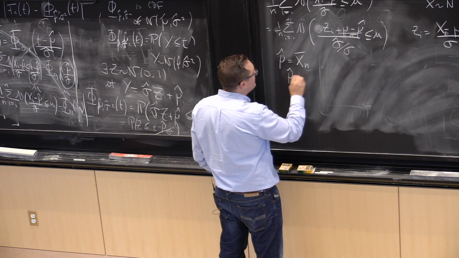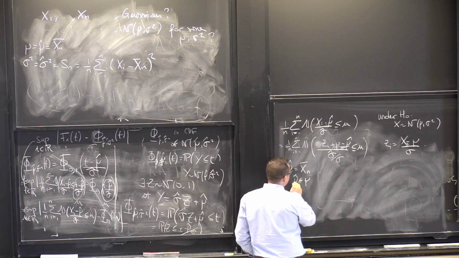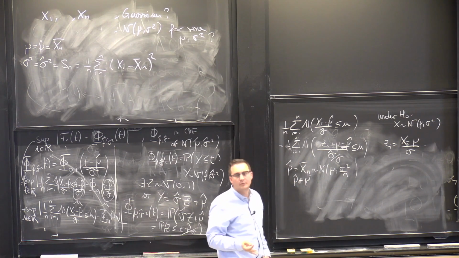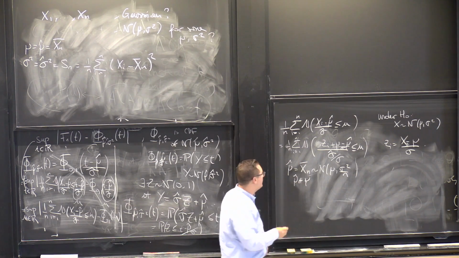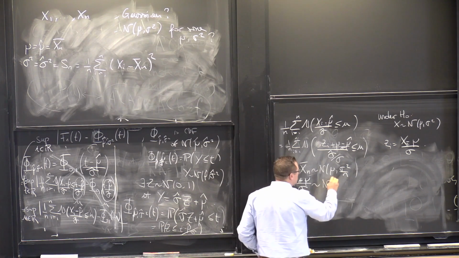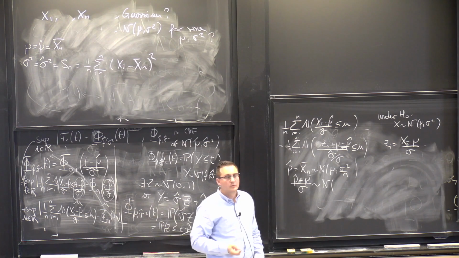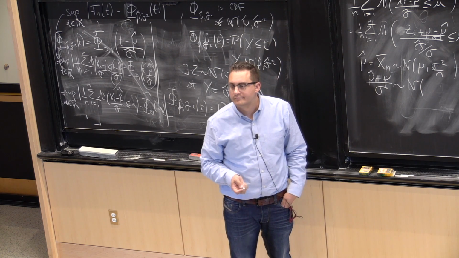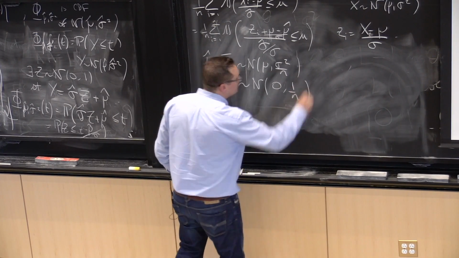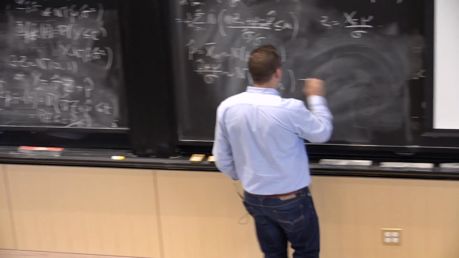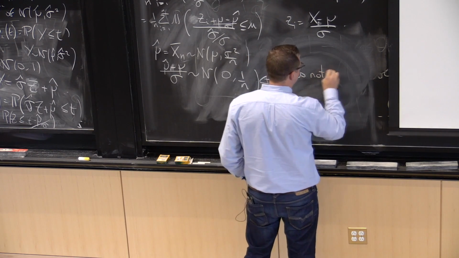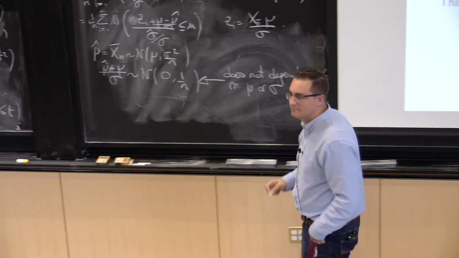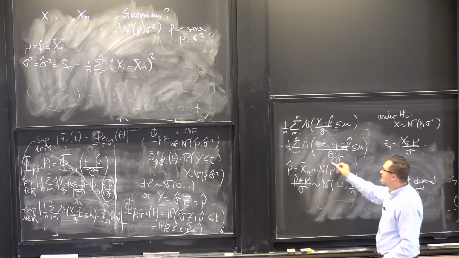So mu hat minus mu, which under the null follows N(0, sigma squared over n), that's the property of the average. So when I do (mu hat − mu) divided by sigma, this thing has what distribution? It's still a normal, a linear transformation of a normal. What are the parameters? 0, 1 over n. But this does not depend on mu or sigma. Now, I need to check that this guy does not depend on mu or sigma.